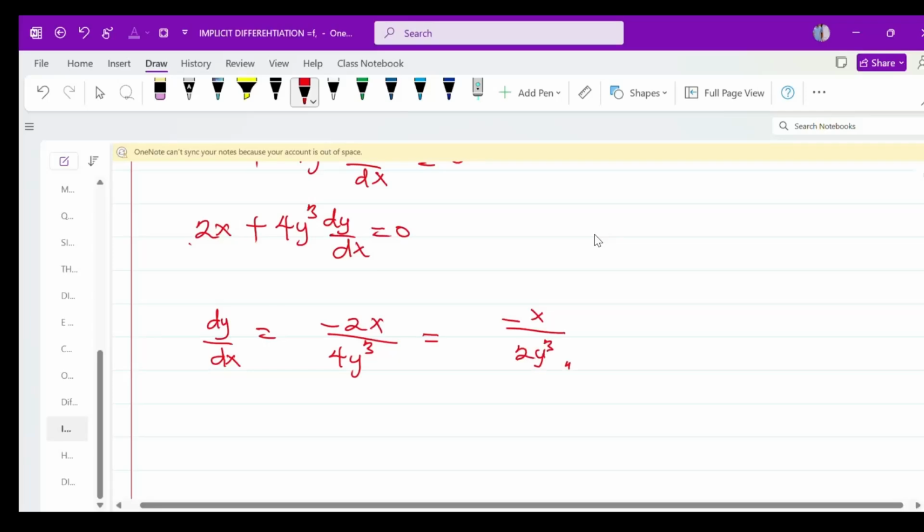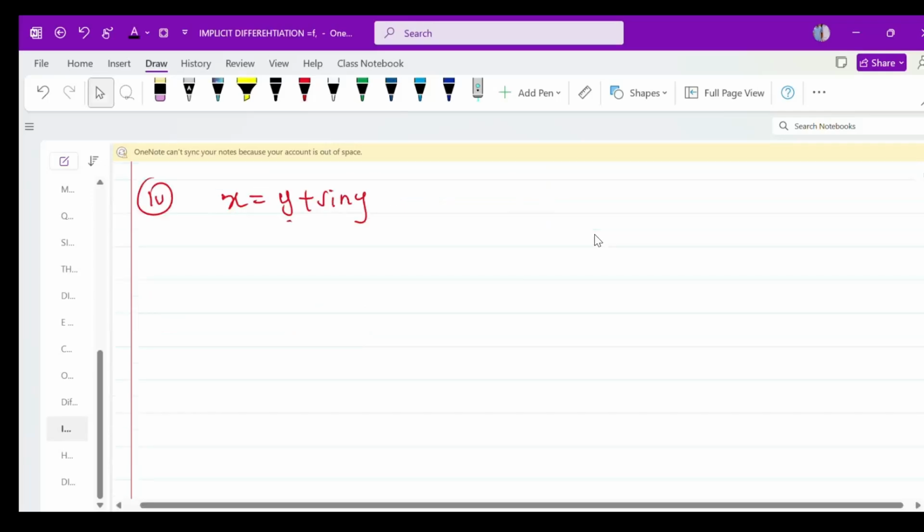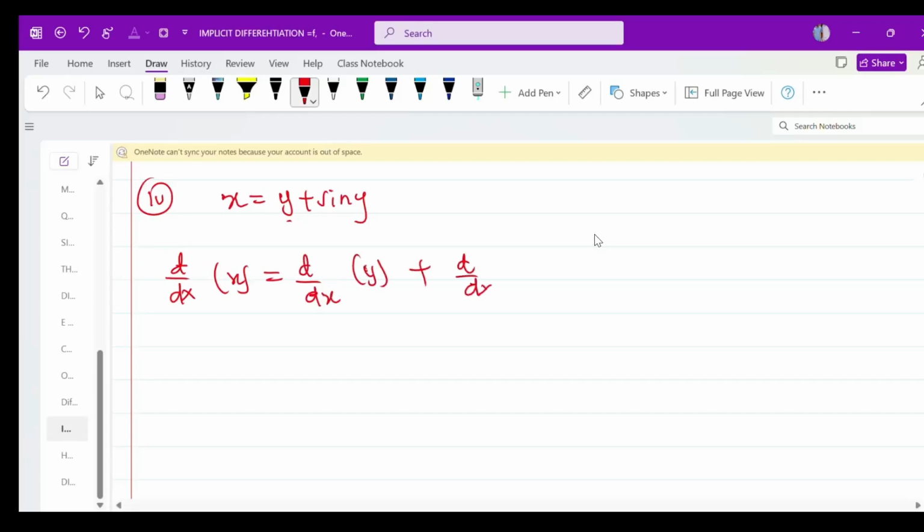Okay. So the fourth question, we have to differentiate x is equal to y plus sine y implicitly. So same here, you're going to get d/dx of x, which is equal to d/dx of y plus d/dx of sine y. Okay. So here, when you differentiate x with respect to x, you're going to get 1 equal to dy/dx plus.